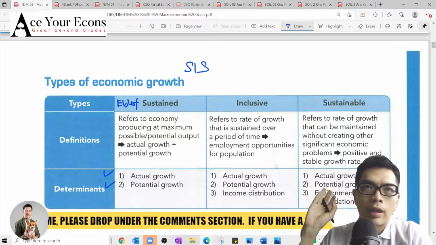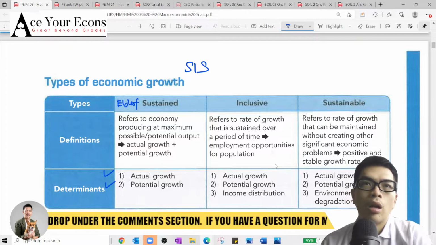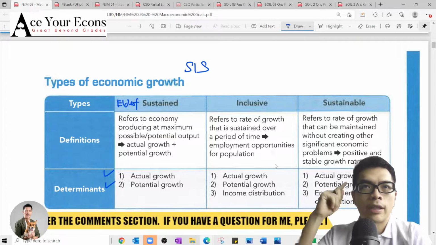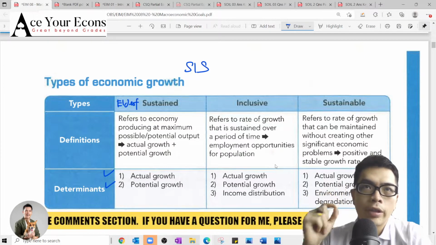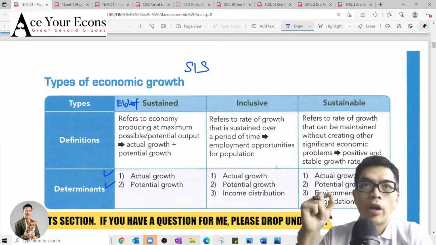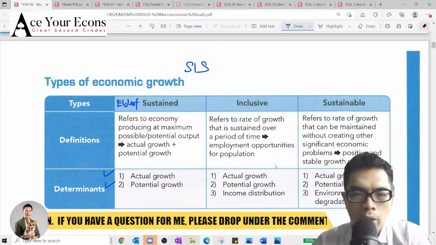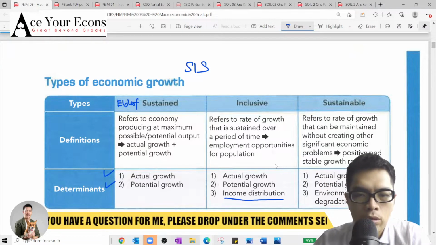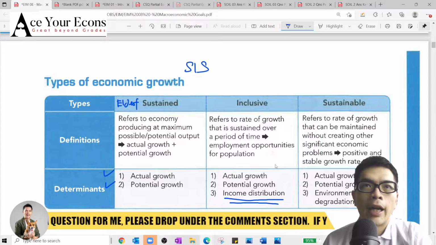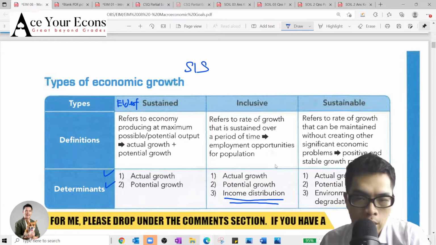So I will not sidetrack too much. But I just want to point out, whatever you remember today, make sure AG and PG sink into your mind. Everything else stems from AG and PG happening. So for inclusive growth, on top of AG and PG, we are also concerned about income distribution. Is there any fairness in the distribution of your resources? We are concerned about income equality or equity.